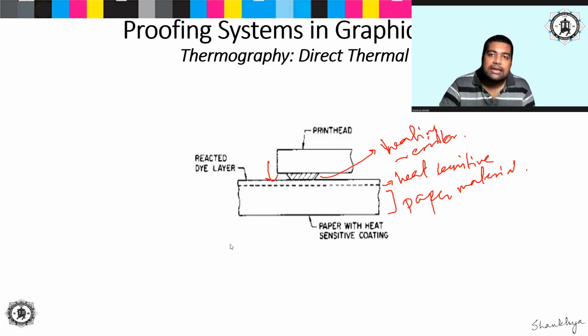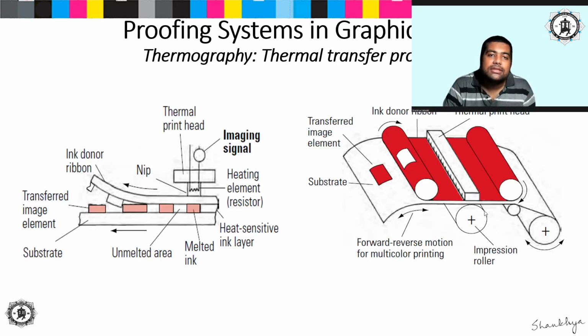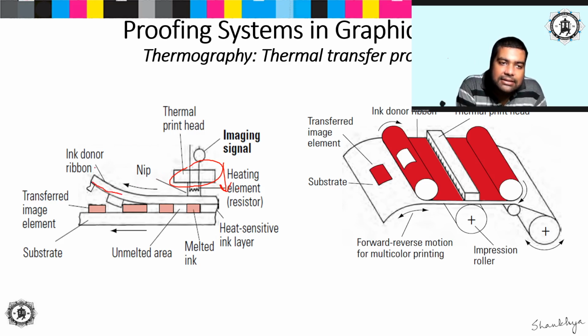Okay, in the next one we will be talking about the thermal transfer and the sublimation processes, the indirect method of thermal printing. So this is basically the process of the thermal transfer printing mechanism. As you can see in front of you, this is your print head, which is applying some heat. Since these are all thermal processes, there will be application of heat. And this is your ink donor ribbon. And this is your paper, on which the ink will be formed.